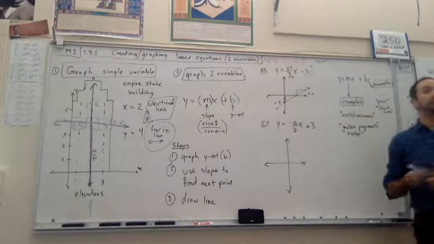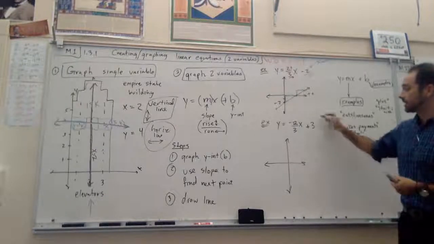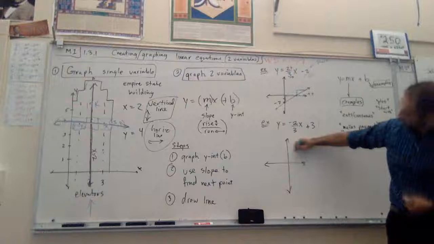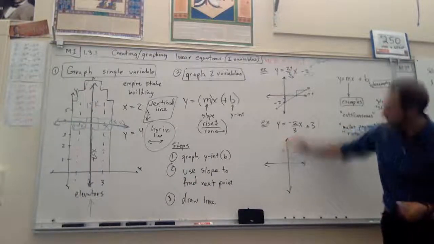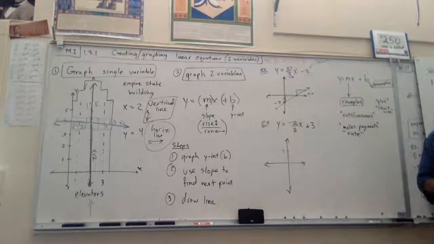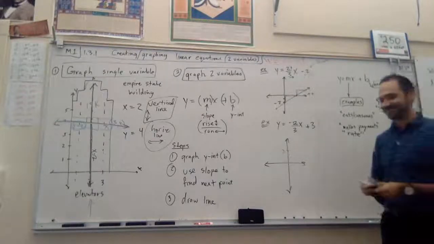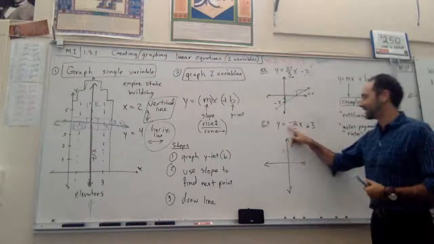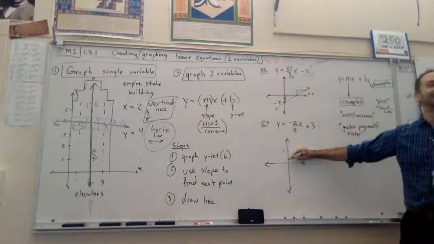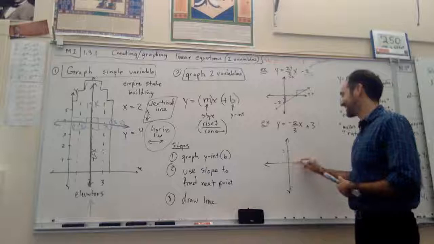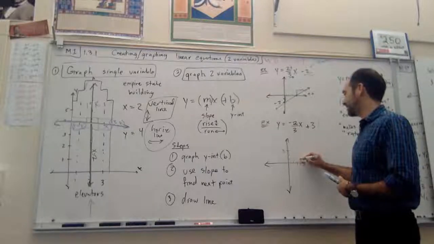All right, the y-intercept is 3. Where are we going to put it? 1, 2, 3. Next step, down 2. I like the cadence of that. Down 2, 1, 2, and over 3. Down 2, over 3, right there.